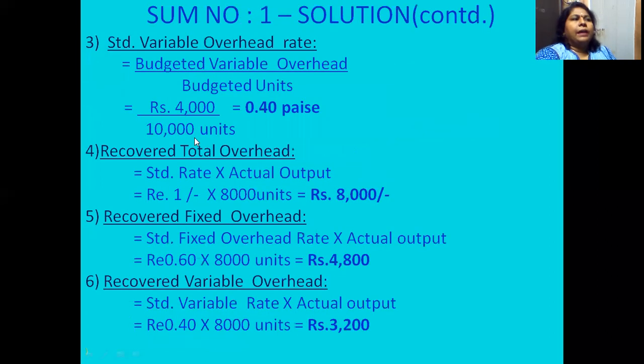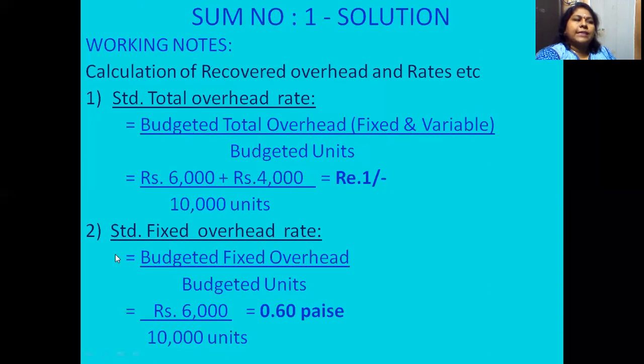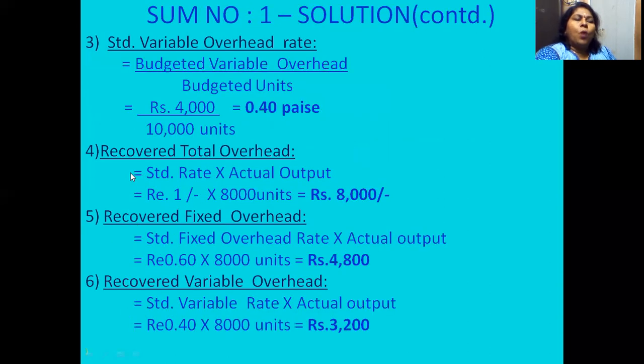The next slide, I calculated the variable overhead rate. What is the variable overhead? 4,000 divided by 10,000 units. 45 is the standard variable overhead rate. So once I calculate the variable rate as well as the fixed overhead rate and the total overhead rate as per the budgeted, I mean the standard, next I will move on to calculate how to calculate the recovered total overheads, recovered fixed overheads, recovered variable overheads.